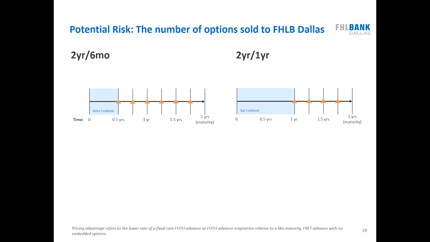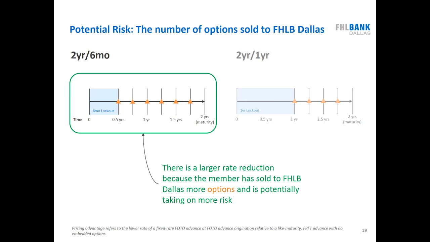Here we see two example putable advance structures, one with a 2-year term and a 6-month lockout, and the other with a 2-year term and a 1-year lockout. In the first structure, the lockout is shorter and there are 6 quarterly option exercise dates where FHLB may terminate the advance. In the second structure, the lockout is longer and there are 4 quarterly option exercise dates where FHLB may terminate the advance. The first structure provides a greater pricing advantage.